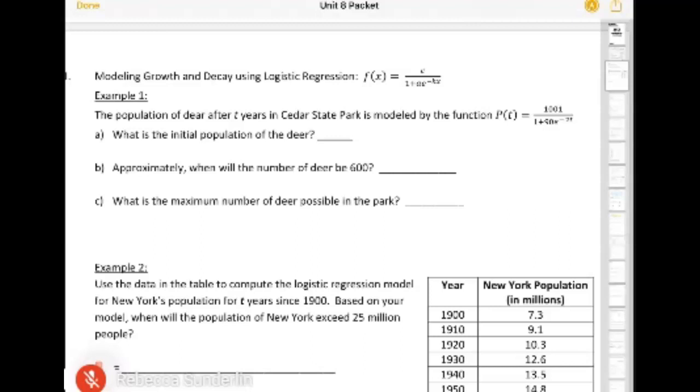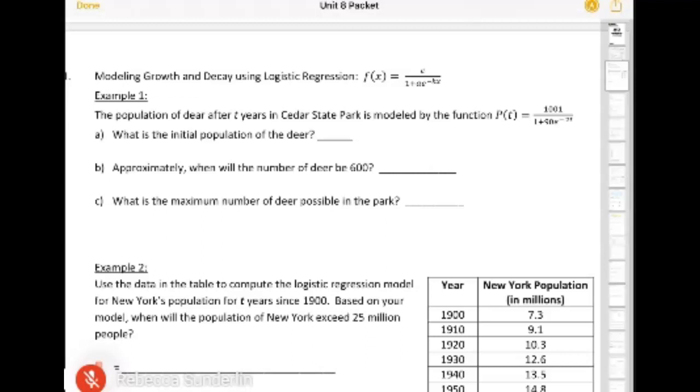So now we're going to move on to word problems, which I really don't mind logistic word problems. I don't mind log or exponential word problems because we get to use our calculators, and our calculators are our friends. All right. So let's look at this first example.